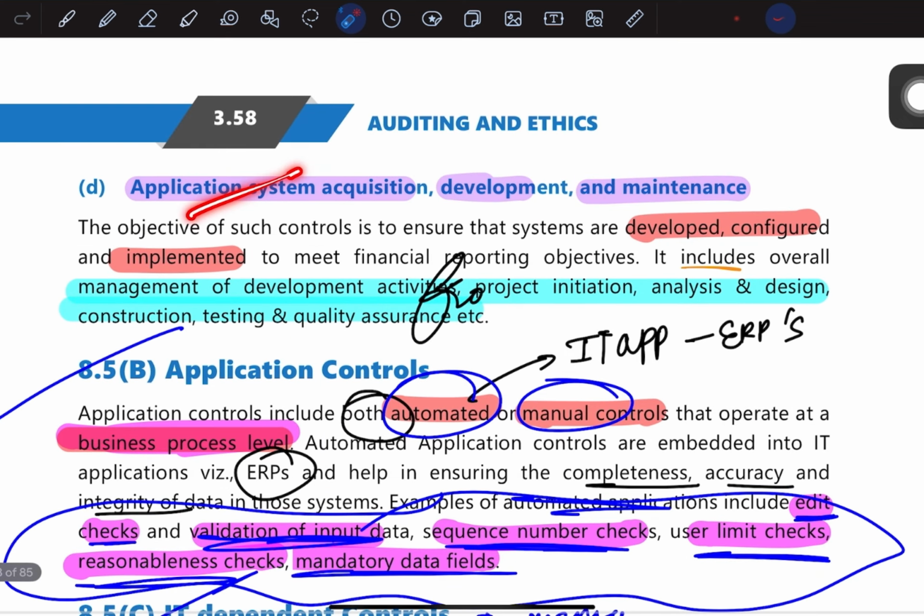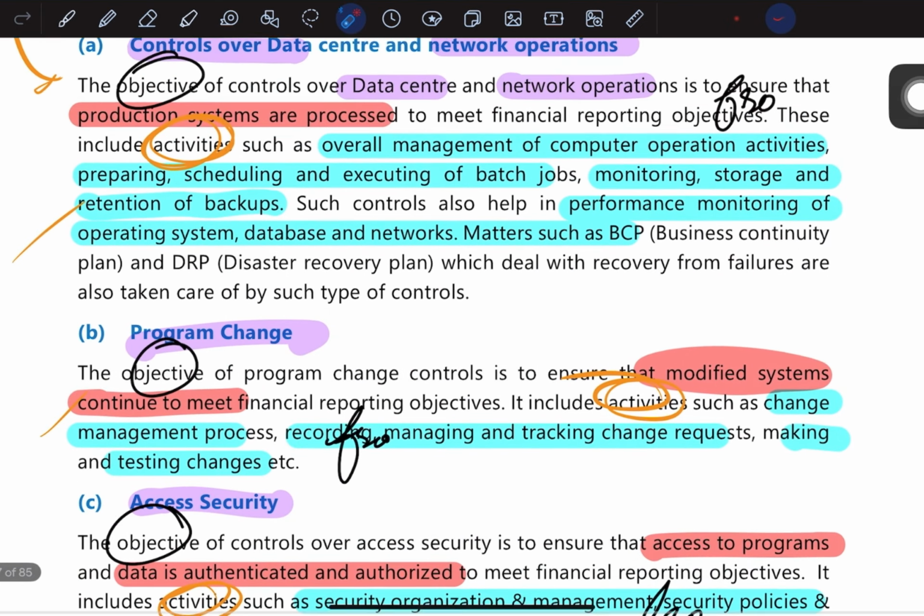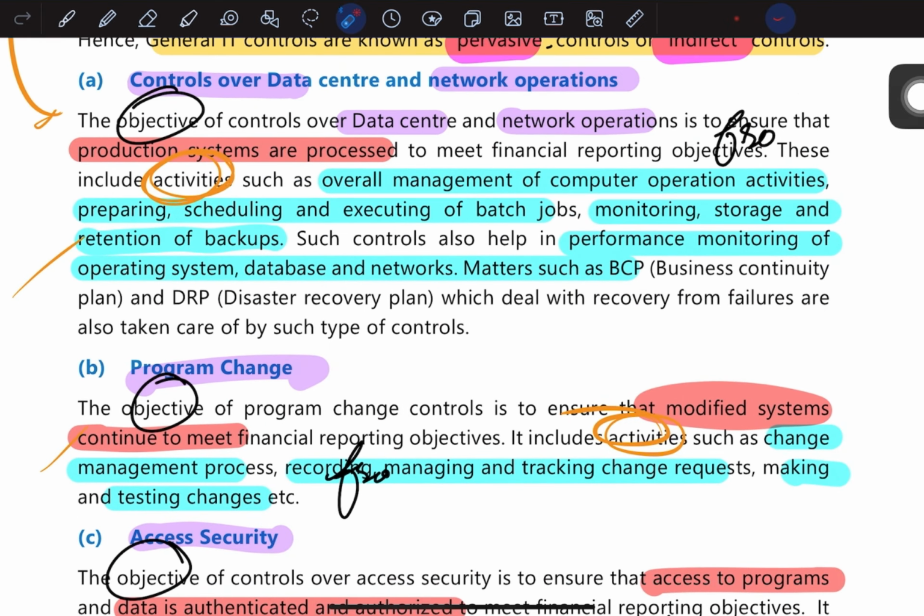Then we have application system acquisition, development, and maintenance. So here the objective is that the systems are developed, configured, and implemented to meet financial reporting objectives. Then under each type of this control, we have a few activities which we need to remember. First, in case of controls over data center, the activities are overall management of computer operation activities, preparing and scheduling and executing of batch jobs. So you can remember, first thing is that overall management of what? Computer operation activities. The second thing is preparing and scheduling and executing batch jobs.